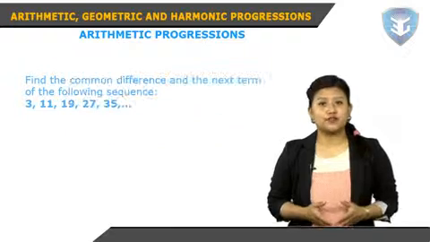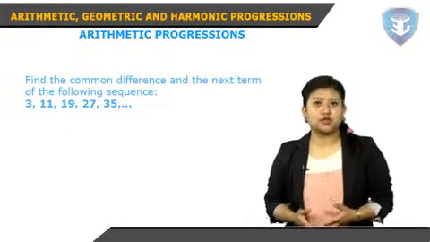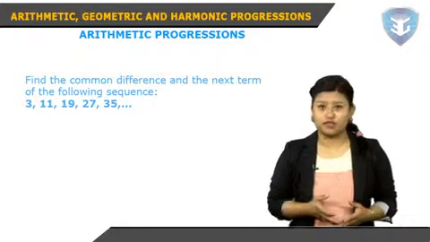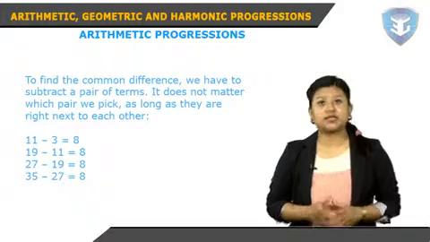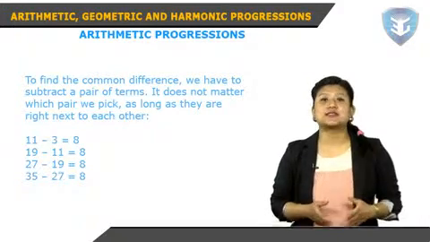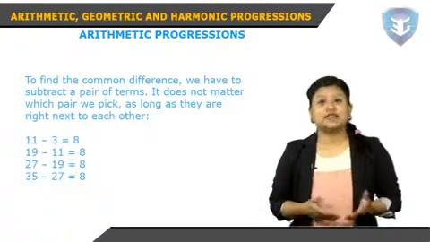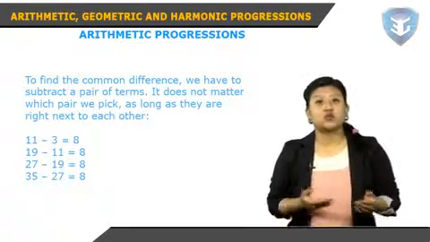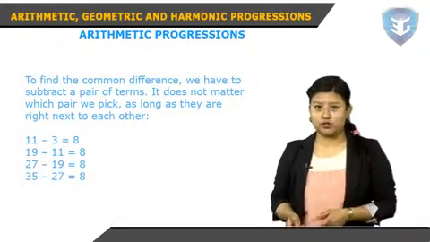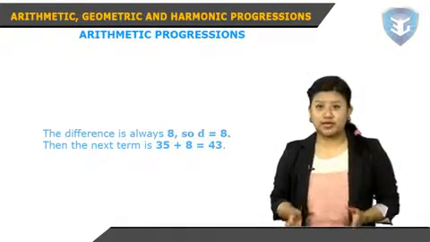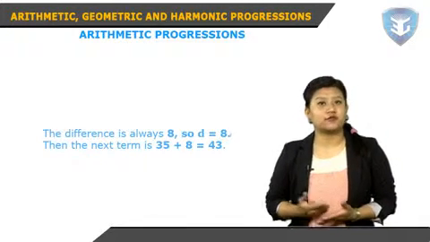Find the common difference and the next term of the following sequence: 3, 11, 19, 27, 35. To find the common difference, we have to subtract a pair of terms. It does not matter which pair we pick as long as they are right next to each other. 11 minus 3 equals 8, 19 minus 11 equals 8, 27 minus 19 equals 8, and 35 minus 27 equals 8. The difference is always 8, so d equals 8. The next term is 35 plus 8 equals 43.